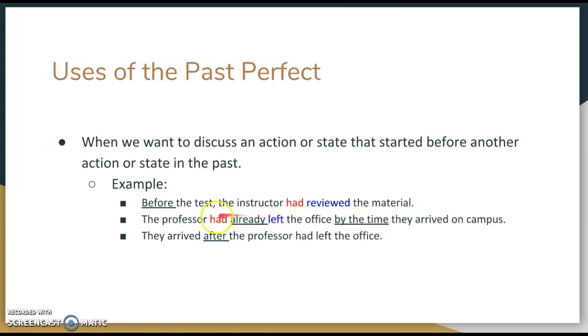So you can see that the first event, or the event that's farther back in the past, is in past perfect form. And then the second event that happened later, still in the past, but later compared to this first event, we use the past simple.